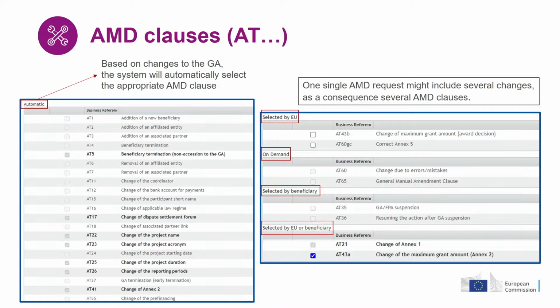As a general rule, you don't have to manually select or flag one or more amendment clauses in order to prepare your amendment request. Indeed, the system is designed to automatically select the right clause based on the modifications to the project information you encoded in the different tabs we have just seen. There are, however, a few additional clauses covering very specific cases that are available to your project officer only or can be activated on demand.